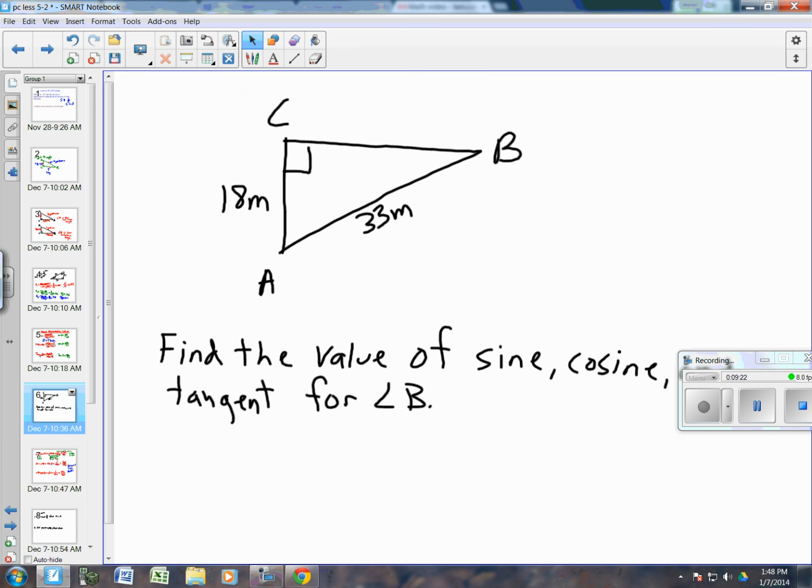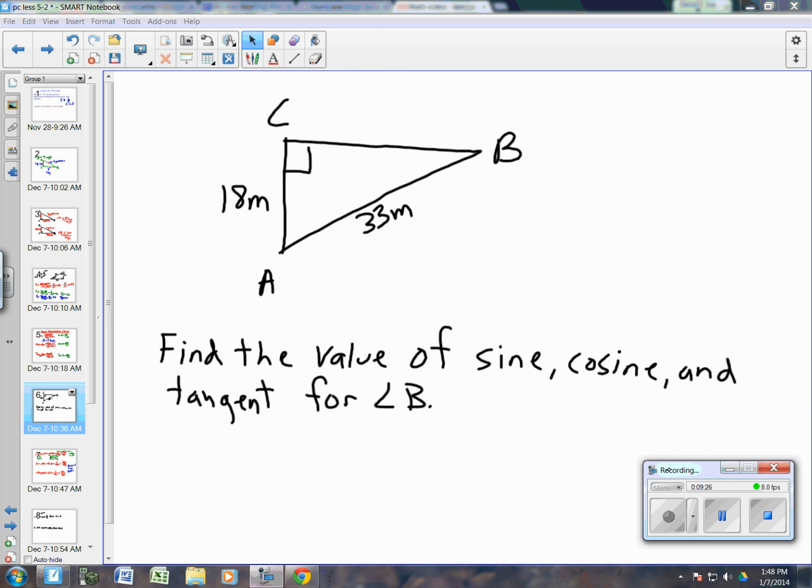Find the value of the sine, cosine, and tangent for angle B. I'm going to pause this right here. I want you guys to do this. Okay? I'm going to come around at your tables and see what you got. Red, I need you to move to a table with someone else while we do this right now, because I want you guys to compare your answers. I'm not going to give you the answer. You guys have got to come up with them. Okay?